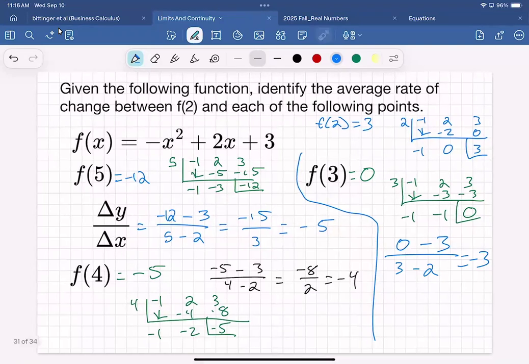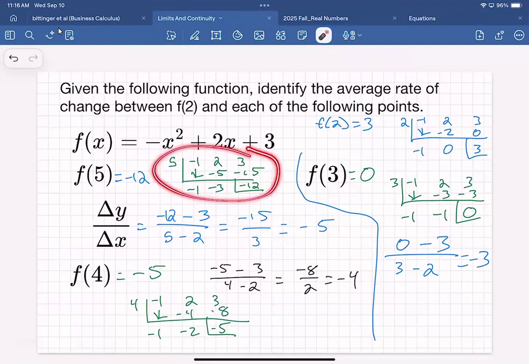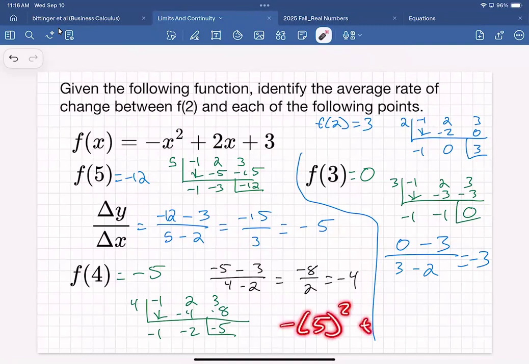I'm just showing a way that, when you have a polynomial function, it can help make it a little bit faster. If you plugged it in like -5 squared plus 2 times 5 plus 3 by hand, that's fine. Your calculator can do that as well. So in the end, I'm just trying to show a way that by hand can be done quickly. That's all. Okay.